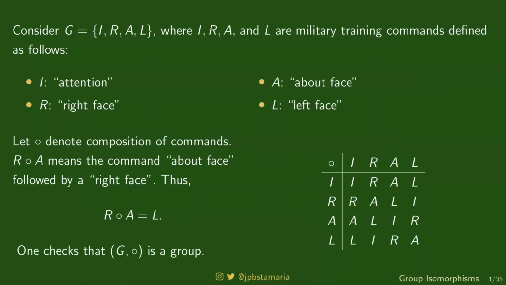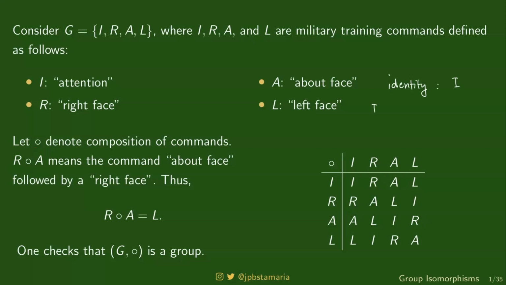What you can see in the table is that actually this set of 4 commands forms a group under composition of functions. Okay, why is it a group? First of all, composition is an associative operation. Remember that. Second, it has an identity element. The identity element is I. Okay. Now, how about inverses?